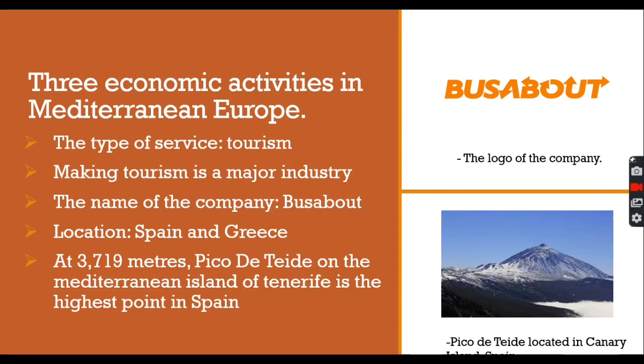Pico de Teide on the Mediterranean island of Tenerife is the highest point in Spain at 3,719 meters. Each year, Portugal and Greece each receive about 12 to 30 million tourists, but Italy and Spain each receive more than those 2 countries, about 40 to 50 million tourists per year. So you can see this is the logo of the Busabout company. And this is the Pico de Teide mountain.